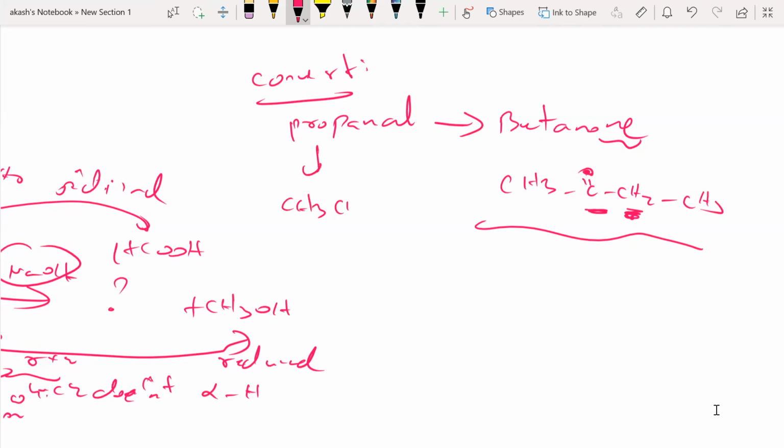Propanal, hope you all know the structure, CH3, CH2, CHO. I have to convert this into this. And you have to convert them in not more than 2 steps, only a maximum of 2 steps.